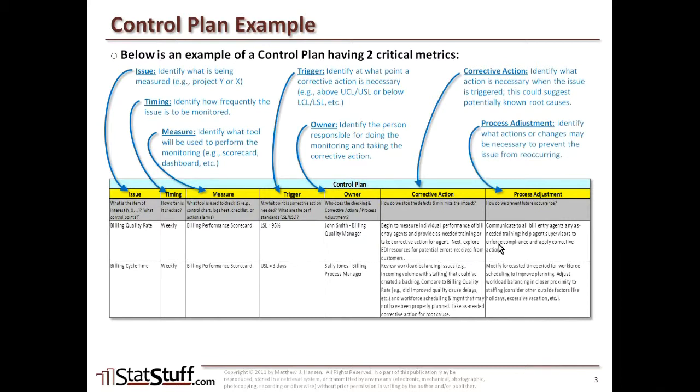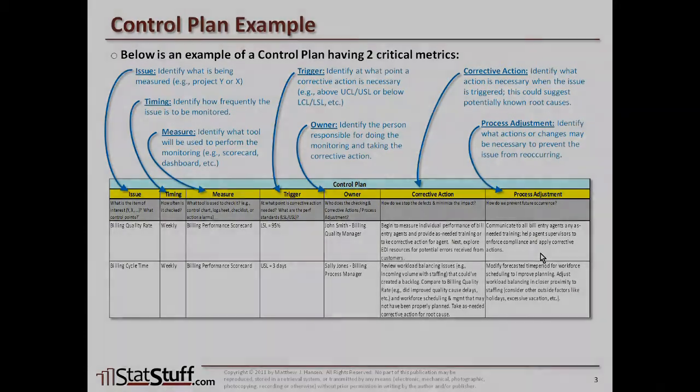And then finally, we've got the process adjustment. This is where we're going to identify what actions or changes may be necessary to implement within the process in order to help prevent this issue from reoccurring. Now we're going to have to do this as best as we can at this point, because we may end up finding a different root cause than what we anticipated. But if it happens to be a root cause that we were planning for or expected as part of the corrective action, then we can identify here the necessary changes or steps we might need to take in order to help prevent that error from occurring again.